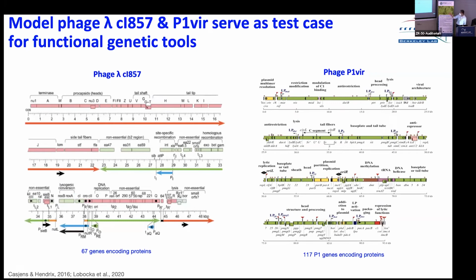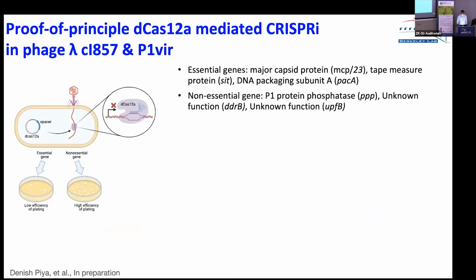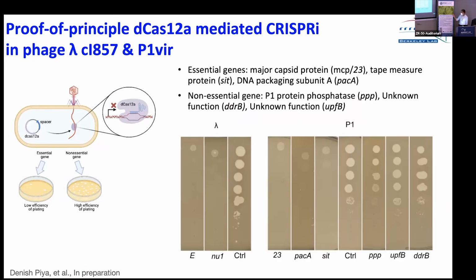Lambda has about 67 genes, and P1 has about 117 genes encoding proteins. Here we wanted to confirm that these things work fine, so we tried a couple of major capsid proteins. The major capsid protein is an essential gene for a phage. If you don't have a capsid, the phage does not form.